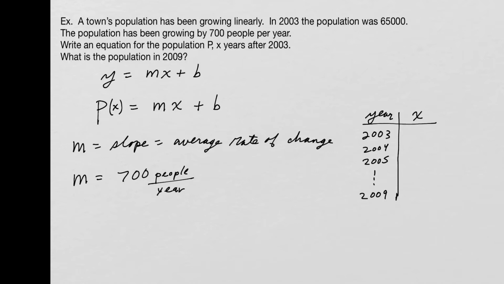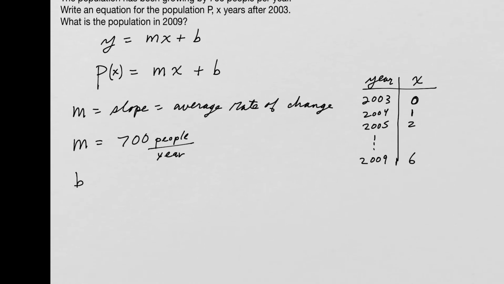If X represents the years after 2003, then at the year 2003, X is equal to 0, right? At 2004, well, how many years after 2003 is that? That's 1 year after. How am I getting this value? I'm just subtracting the current year I'm in minus 2003, right? So this would be 2. And then if I want what X represents for the year 2009, it'd be 2009 minus 2003, which is going to be 6.